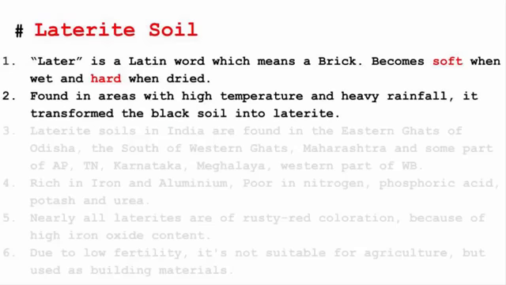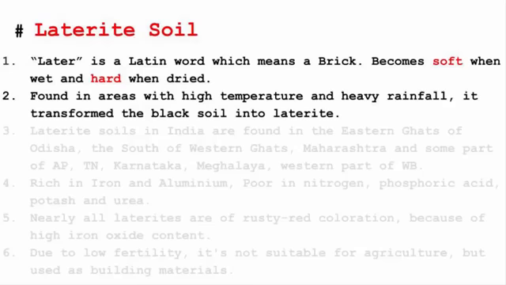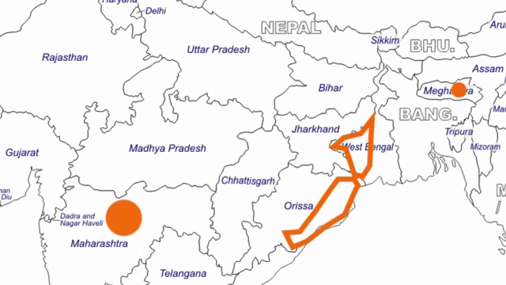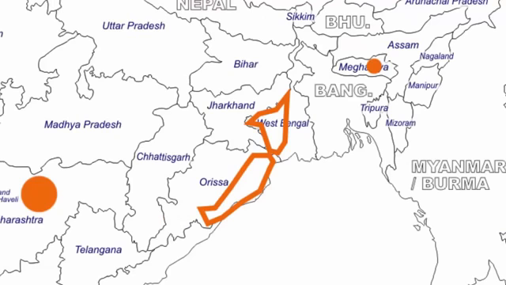It transformed the black soil into laterite. The laterite soil comes out of black soil naturally. By the process of leaching, the black soil turns into laterite. By leaching we mean loss of water. They are mostly found in the areas of eastern Ghats of Odisha, the south of western Ghats, Maharashtra, and some parts of Andhra Pradesh, Tamil Nadu, Karnataka, Meghalaya, and western parts of West Bengal.